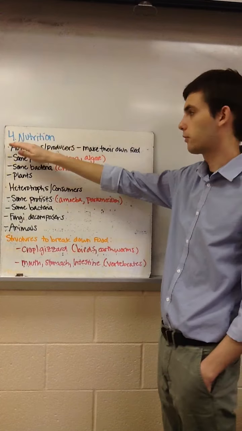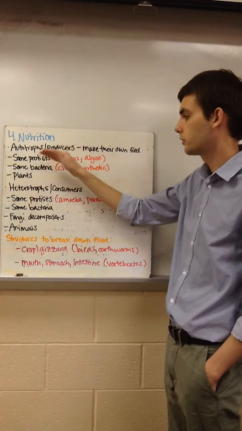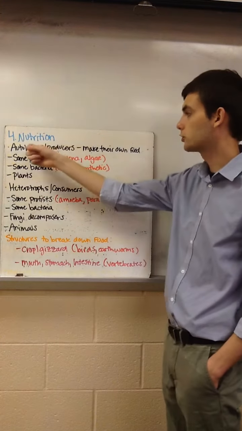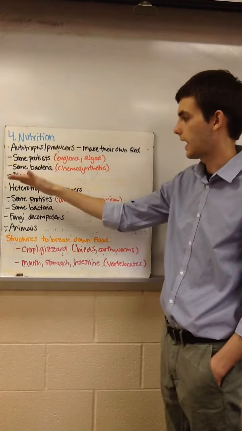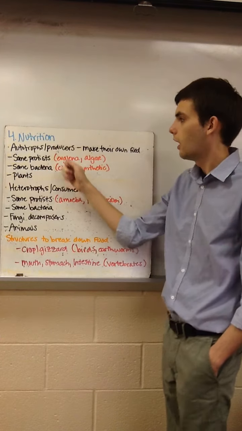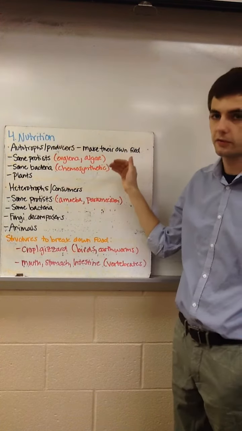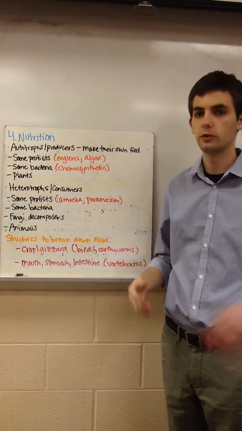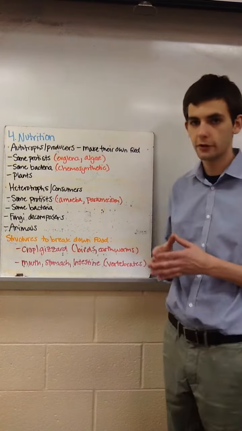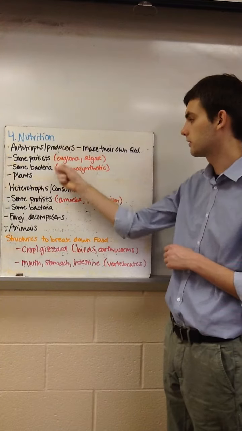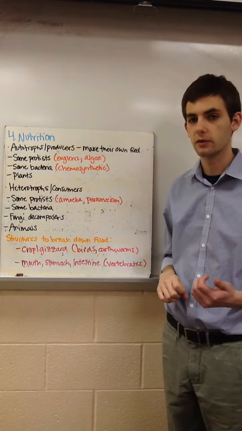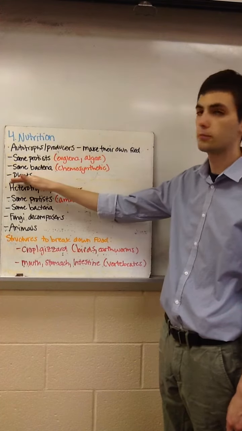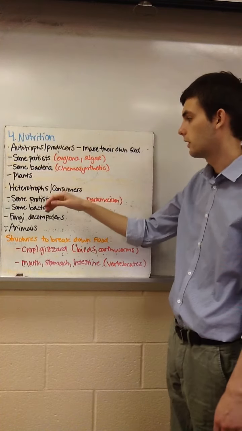The fourth main process is nutrition. So there are 2 main types of organisms on how they obtain their energy. Autotrophs are also known as producers, and heterotrophs are also known as consumers. The autotrophs can make their own food. So some of them are going to be protists, like your euglena and algae. Some bacteria can do it through a process called chemosynthesis, meaning they use chemicals to make a food source instead of the sunlight. And all of your plants are considered autotrophs.